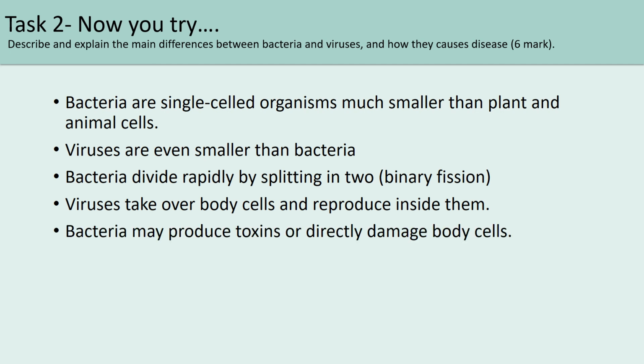If you said that bacteria produce toxins, then that would be worth a mark. If you said that viruses damage and destroy cells, that would be worth a mark. And then for how they spread, you can speak about water, direct contact, or through the air. Each of those is going to be worth a mark as well. So hopefully we were able to get 6 marks on that.